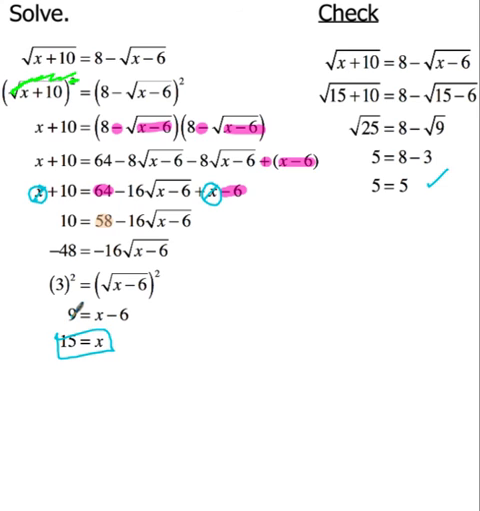All right, so that is it for this video. I just want to give you guys a couple quick examples on solving square roots, or radical problems where you have a square root on both sides of the equal sign, and so that is how you do that.